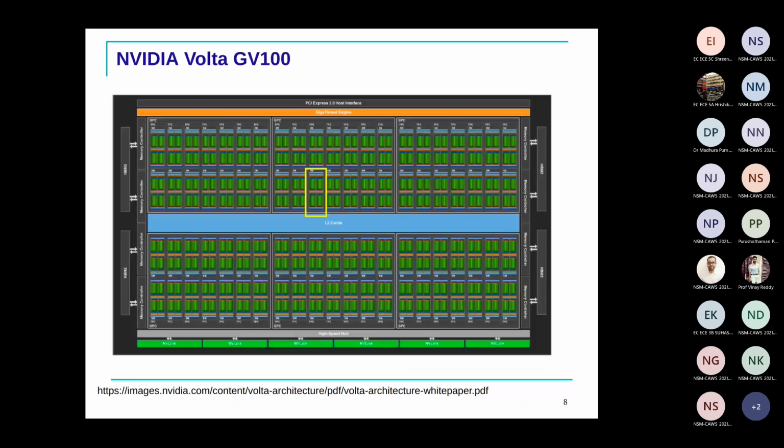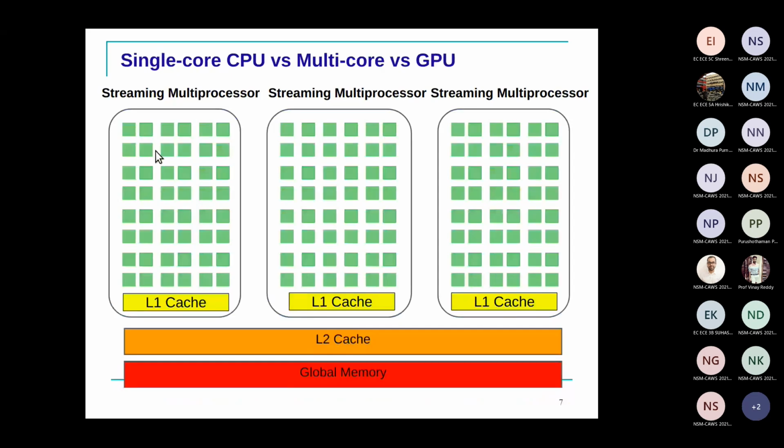Along with it, you also have a dedicated set of registers for each processing core. That is a register file that is there within each streaming multiprocessor.